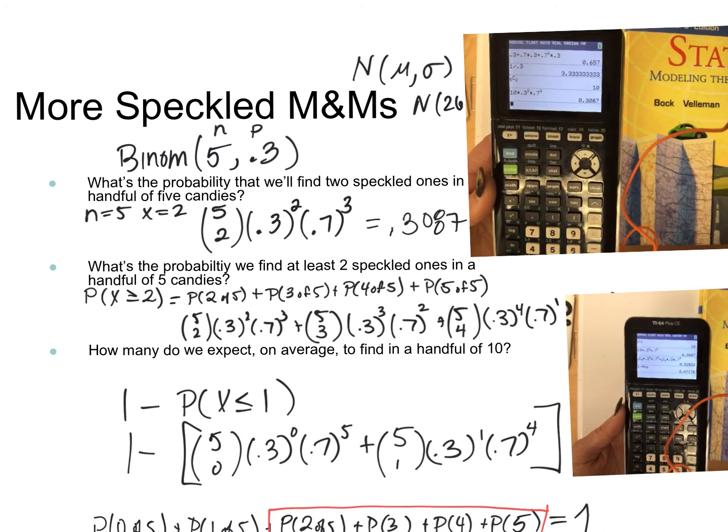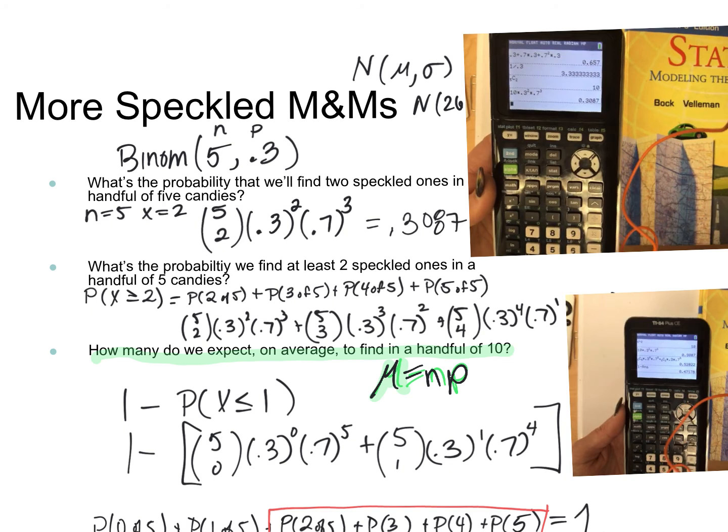Okay, so I have a lot of writing, but in here we have this question. How many do we expect on average to find in a handful of 10? Expect on average tells us we want to find what? The mean. So the mean is n times p, which you cannot see. Mu is the number of trials times the probability. It says how many should we expect in a handful of 10?